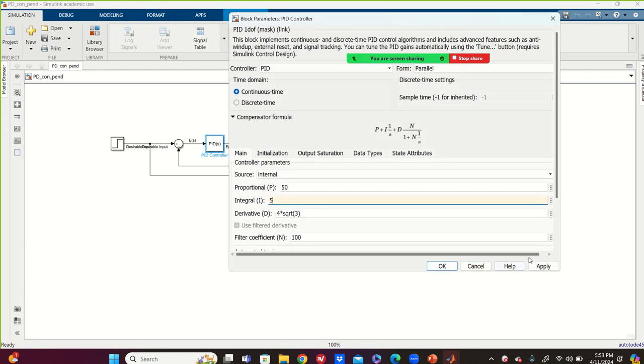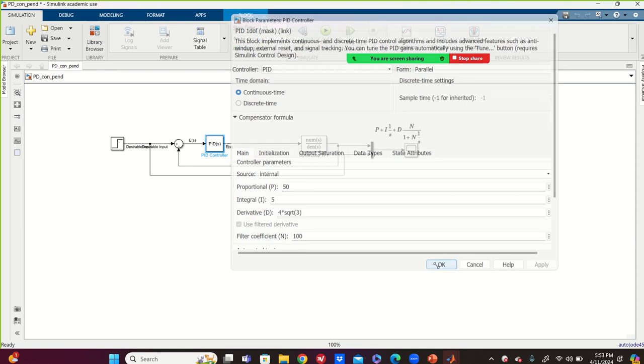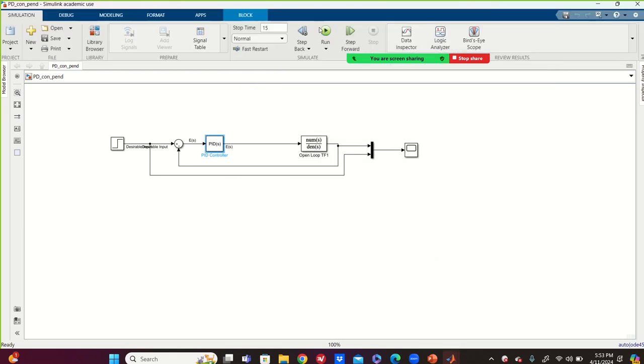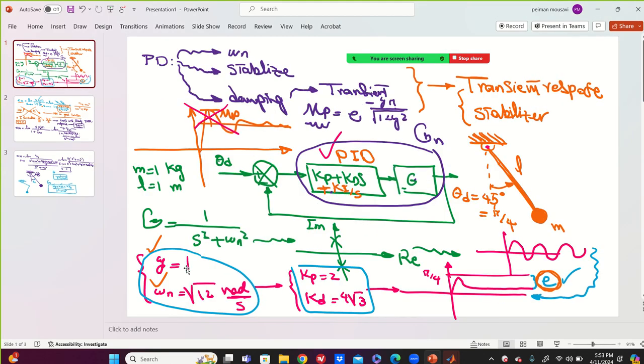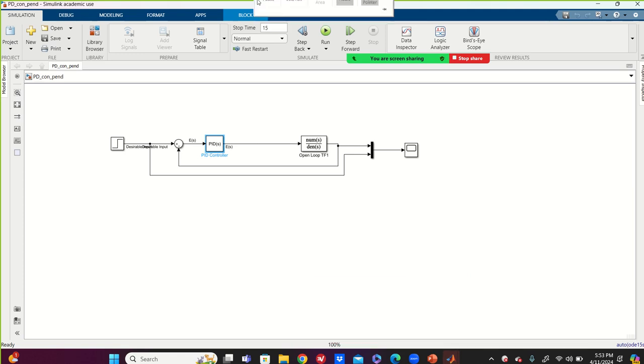I'm just putting Ki as 5. Bear with me. See, this is the P controller, I controller, D controller. This is Ki. I'm putting 5, and then I'm going to save this. What did your boss want, guys? He wanted a critically damped system. Zeta is 1, which means there is no overshoot, right? The critically damped system that we discussed previously. So let's see what we have.